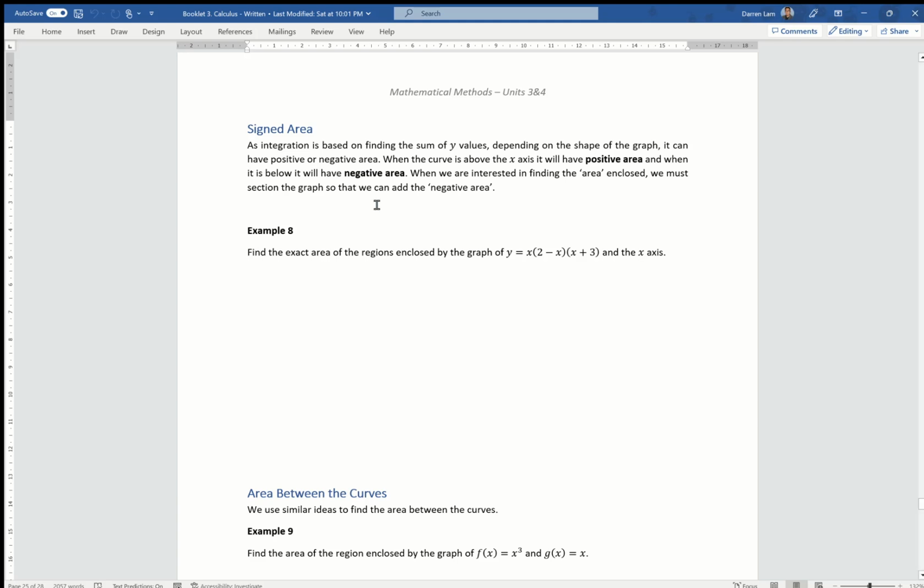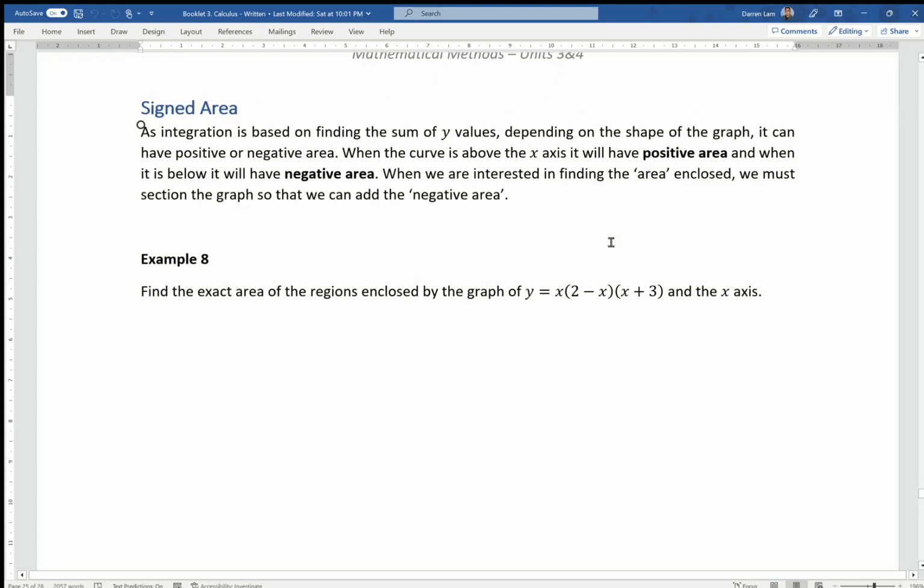So, as integration is based on finding the sum of y values depending on the shape of the graph, it can have a positive or a negative area. When the curve is above the x-axis, as I mentioned, it's positive. If it's below, it's negative. So if we have a negative area, we can do a couple of things, but we essentially need to subtract the negative area, right? That's what we're doing. In order to add the area, we're subtracting the negative area to get that answer.